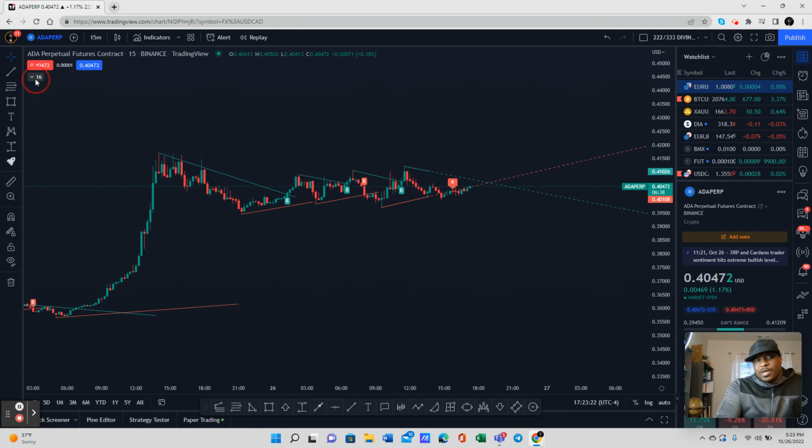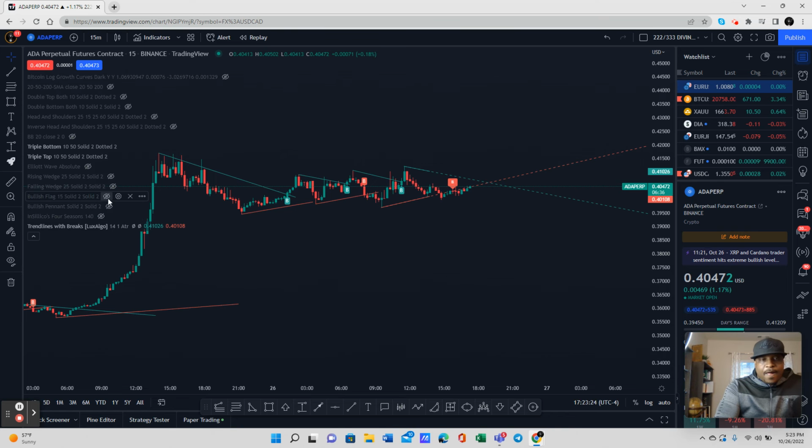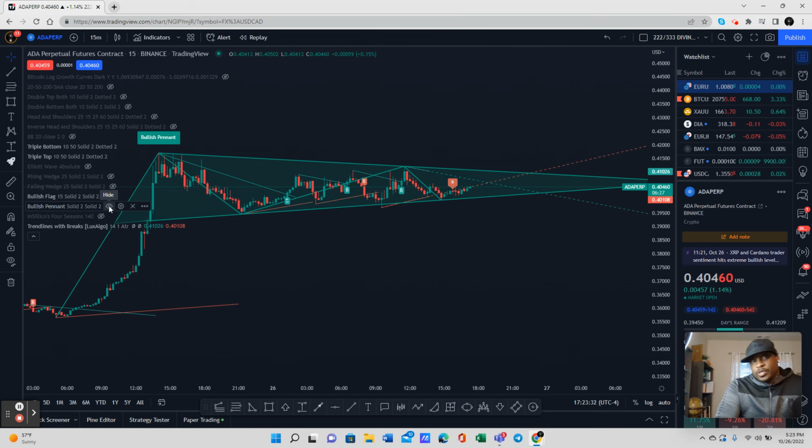Let me turn it on. I don't know if it'll actually detect it. It may or may not. I just turned it on. Okay, there it is. So my pennant. People get the flag and pennants mixed up, and they're close enough. So this is a bullish pennant. So I was able to see that.